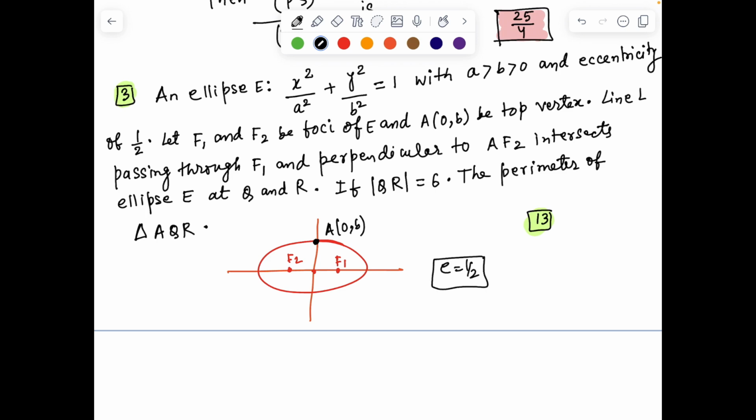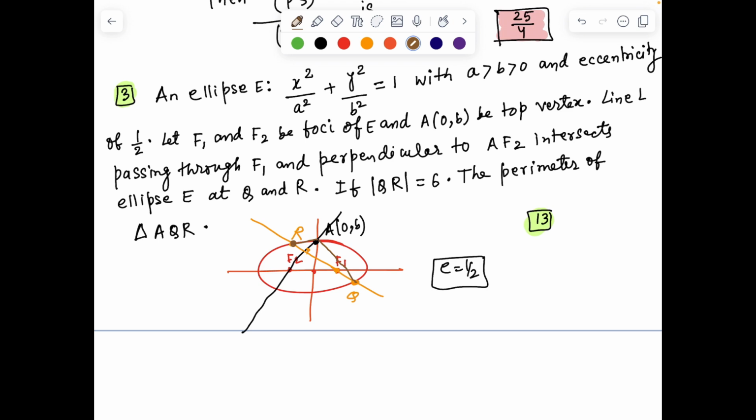What else is given? QR. So let's draw how to generate Q. Line L is passing through F1 and perpendicular to AF2. So we have line AF2 over here. Let's draw a line passing through F1 and perpendicular to AF2. This meets the ellipse at Q and R, right? We need to find the perimeter of triangle AQR.